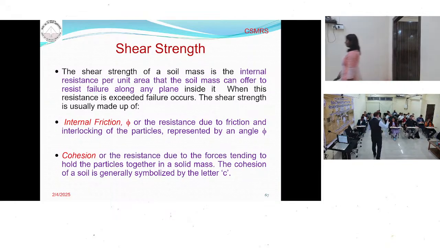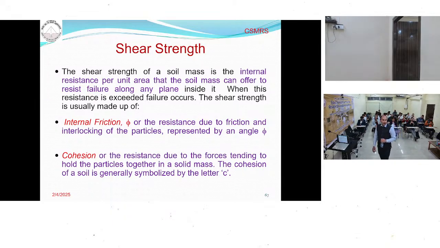Because when I talk about shear, inside we are doing compression, and we are doing shear like this one. So this is called the shear strength. The shear strength of soil is the maximum resistance that the soil can offer before failure along any plane. That plane can be circular or planar, depending upon the soil.